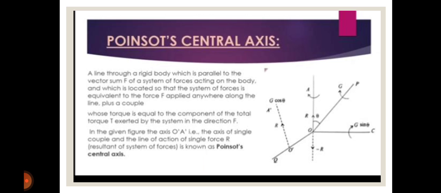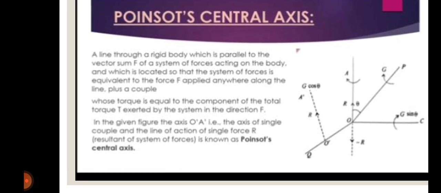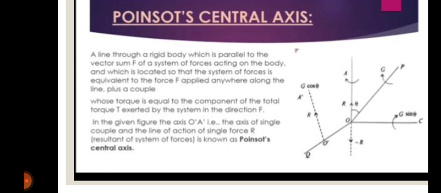So here is Poinsot's central axis. A line through a rigid body which is parallel to the vector sum F of a system of forces acting on the body and which is located so that the system of forces is equivalent to the force F applied anywhere along the line plus a couple whose torque is equal to the component of the total torque T exerted by the system in the direction F. In the given figure we can see the axis O dash A dash, that is the axis of a single couple, and the line of action of a single force, the resultant of the system of force, is known as Poinsot's central axis.